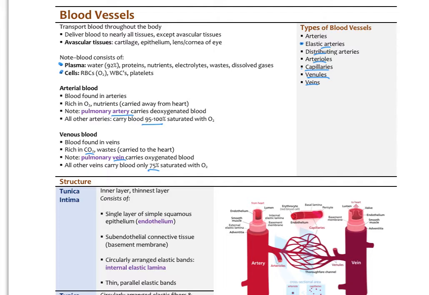So there's some reserve there. Even in intense exercise and whatnot, the venous blood still carries hemoglobin, still has some oxygen bound to it.